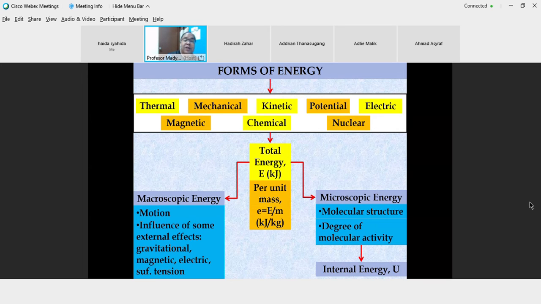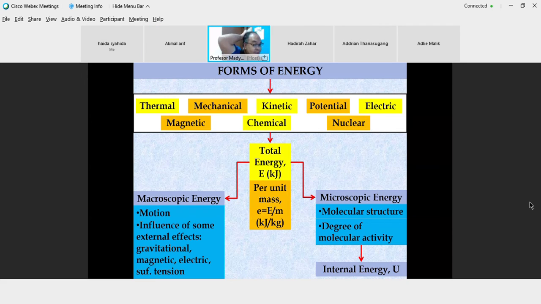You guys have belajar thermodynamic 1 saja kan? Okay. And then macroscopic energy, you can see the motion. Okay, and then you can see the influence of the external effect. So, can you see the electric? You pernah electric kan? Can you see electric or not? You pernah tengok electric kan? Pernah? Tak pernah tengok? Betul korang budak elektrik? Betul ke tak pernah tengok elektrik?